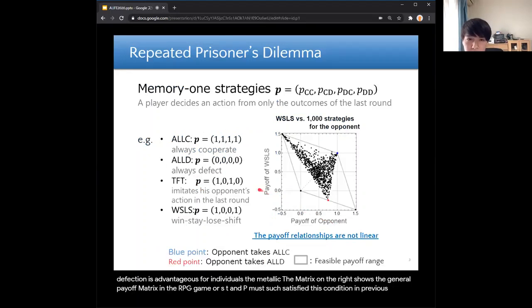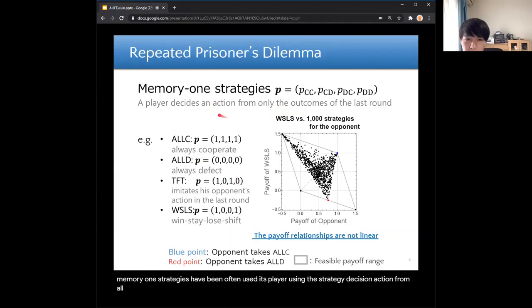In previous study, Memory 1 strategies have been often used. Each player using the strategy decides an action from only the outcome of the last round. Player's strategy is specified by 4 tuples. PCC is the conditional probability that you cooperate in this round when both players cooperated in the last round. Similarly, PCD is the conditional probability that you cooperate in this round when you cooperated and the opponent defected in the last round, and so on.